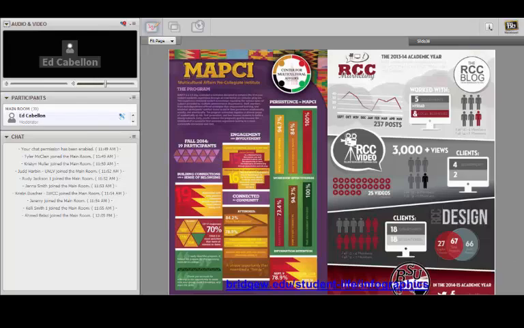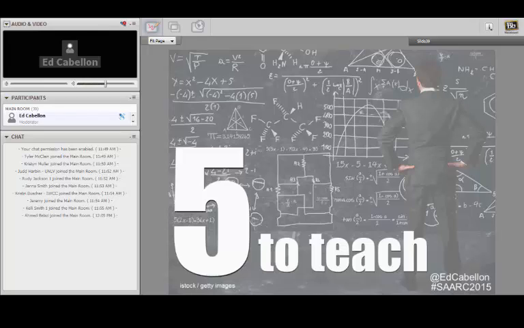And I'll get to how we did this in a second, because I know that some folks are probably wondering, well, how did you do this? And so I'll get to that in a second. And finally, the fifth way I see using data visualization in student affairs is really to teach.